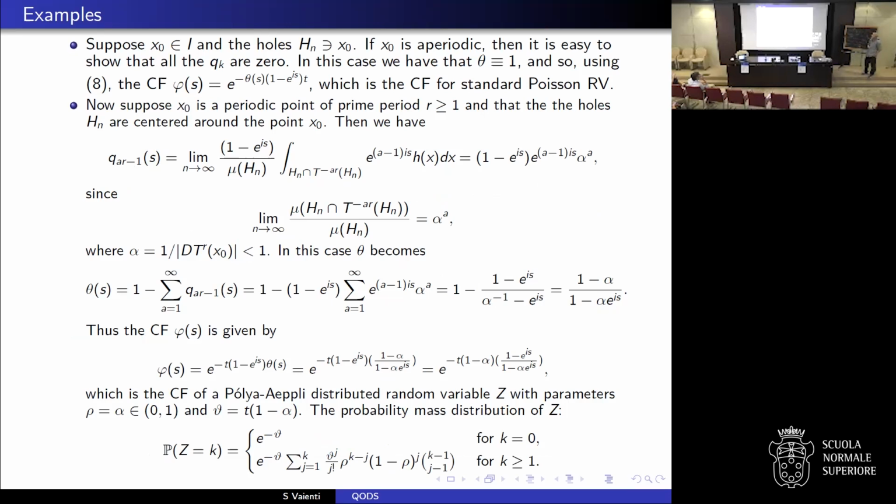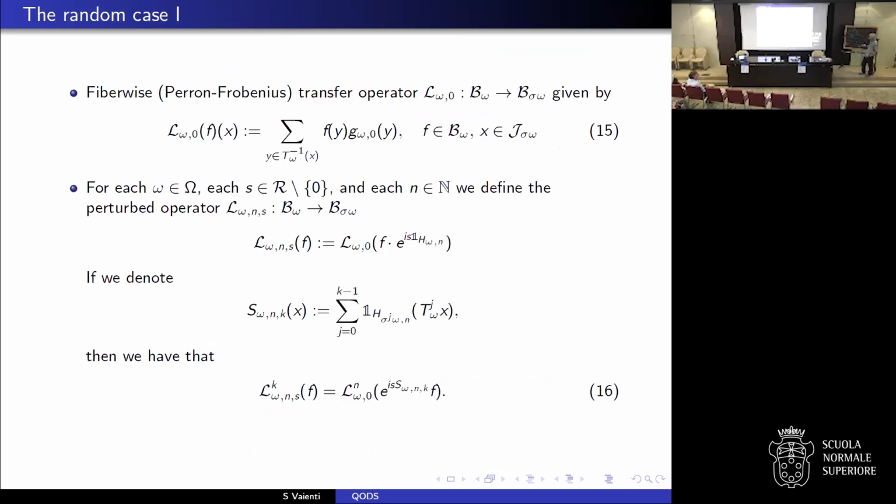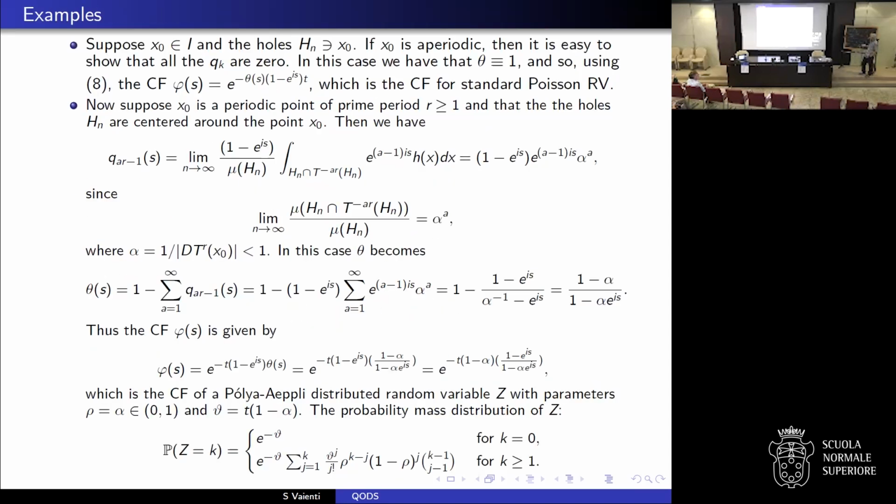Now take a periodic point of period R, greater or equal to 1, and do the same computation using exactly the same argument, using the other contribution, using continuity of the map, distortion, whatever you want, but exactly the same setting. You prove immediately that the characteristic function is given by this. So again, open the book, and you will see that this is the characteristic function associated to this mass distribution, which is exactly the Pólya-Aeppli distribution.